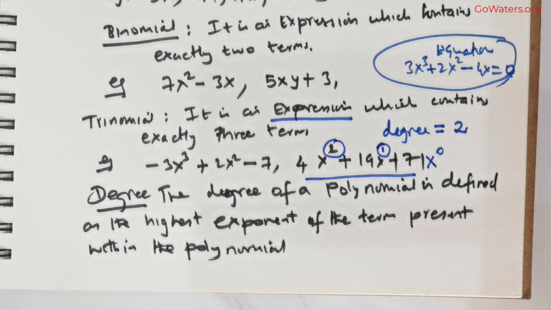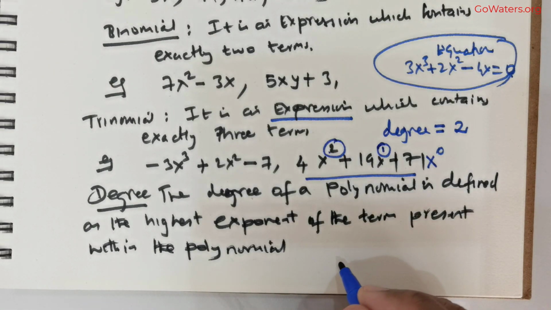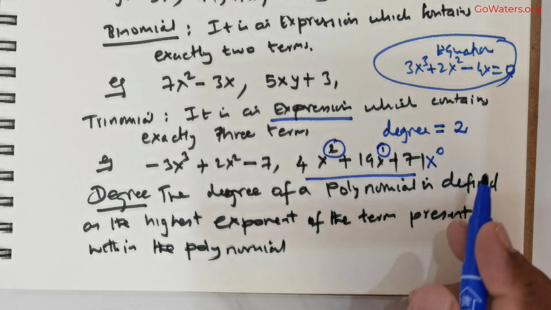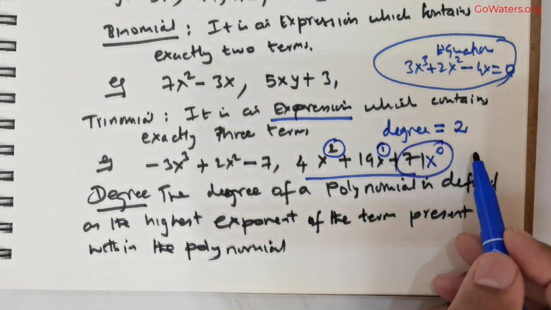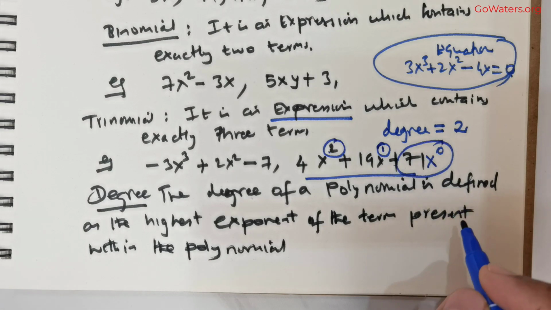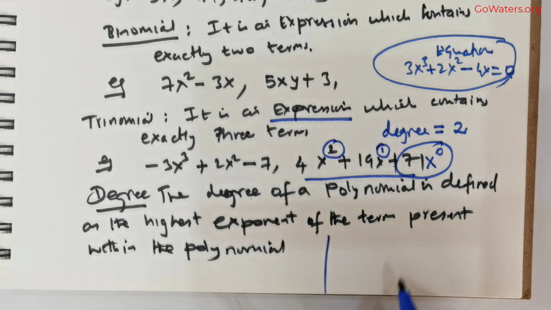Does a constant present in a polynomial have a degree? Of course it has a degree. Now this is a constant. What's the degree of this constant? It is 0. But we don't express it. We will express it if it comes individually as a question. Say for example, let me give it over here.